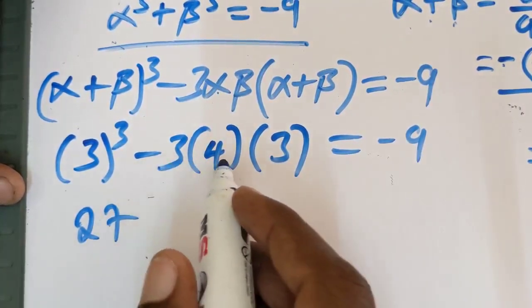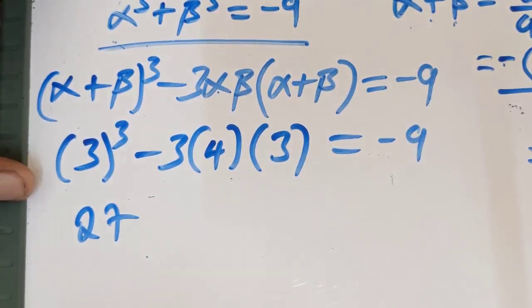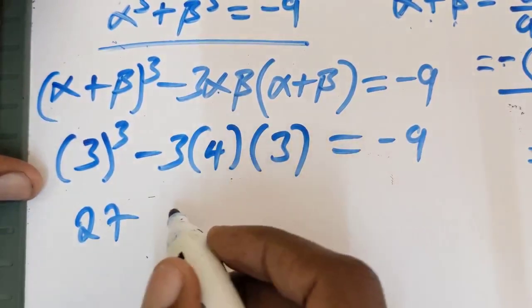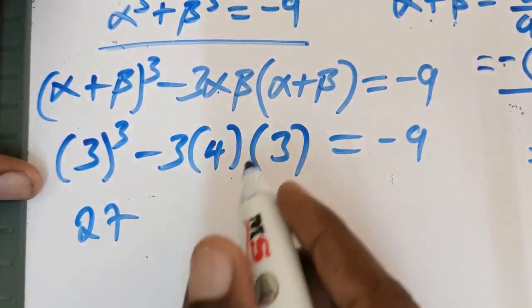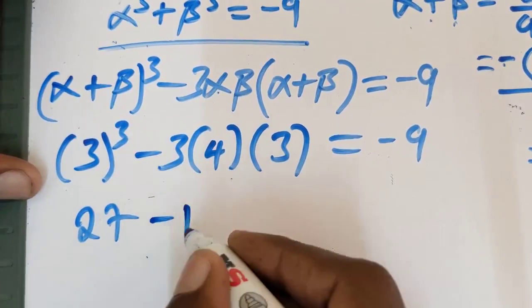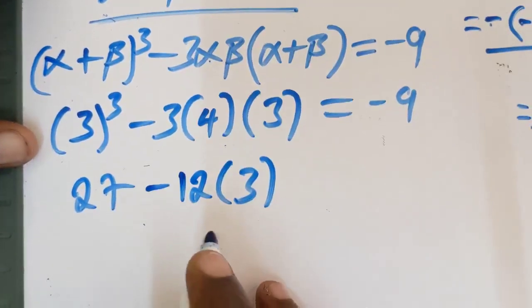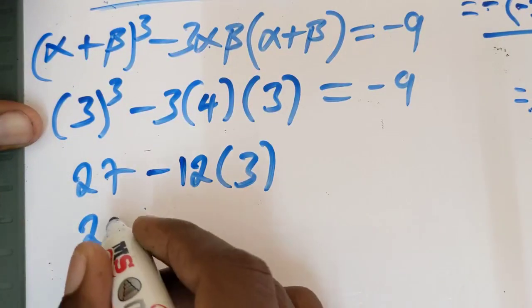So what is negative 3 multiplied by 4? What is 3 multiplied by 4? You find that it is 12. 3 multiplied by 4 is 12. And that 12 again, you're supposed to multiply it with this. So 3 multiplied by 12, it's going to be negative 12 multiplied by 3. Okay, so just bring it down like that.